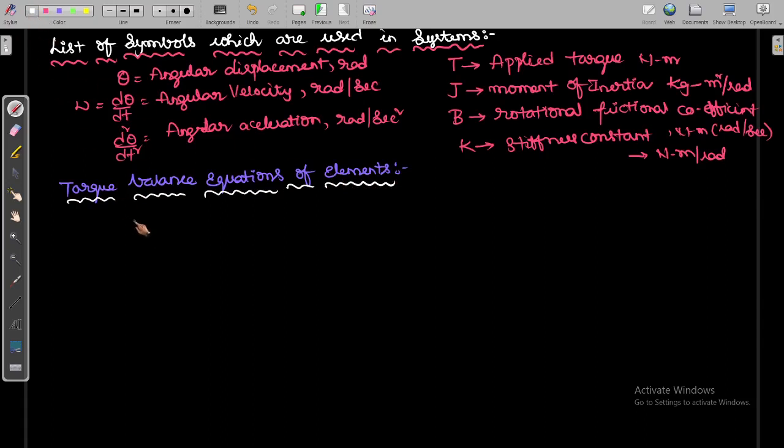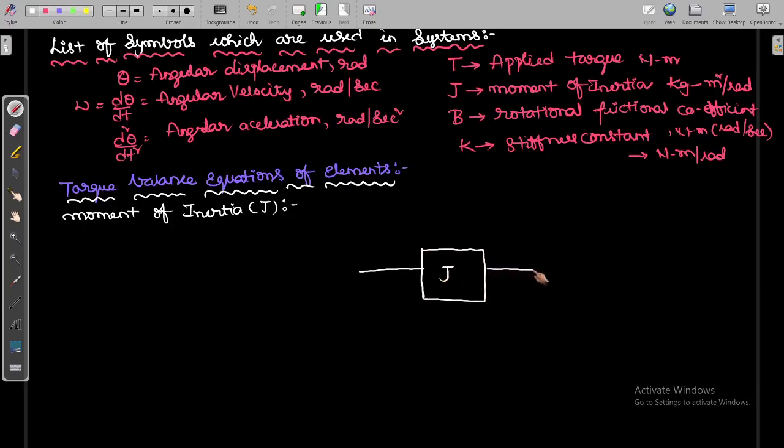Let us consider the moment of inertia first, which is represented as J. Normally the moment of inertia is represented with one box, known as J, rotating like this. Whenever some torque is applied, it definitely has an angular displacement, which is theta.